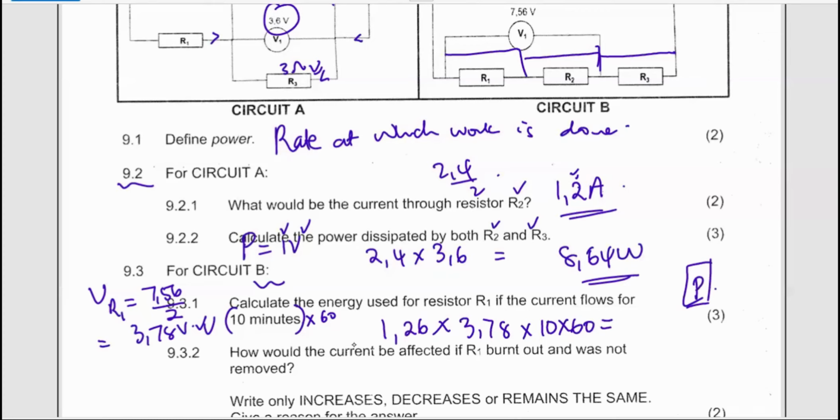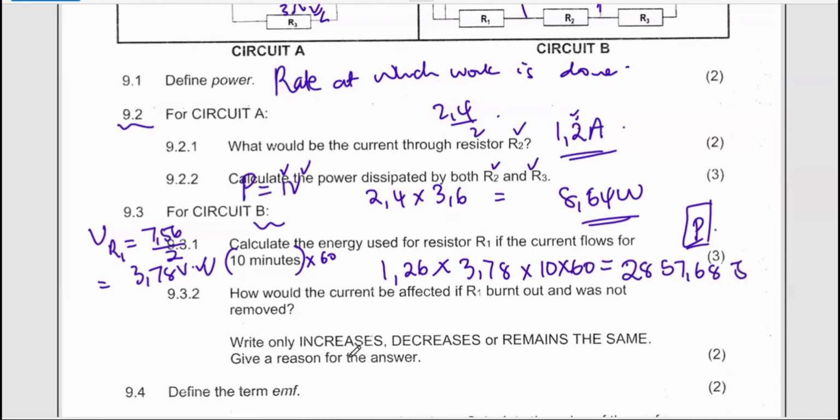So I'm ending up with 1212. We only have 2 zeros, so it's not going to be sufficient. 1,26 times 3,78 multiplied by 600. I'm getting 2857,68. This is energy. It's going to be joules.